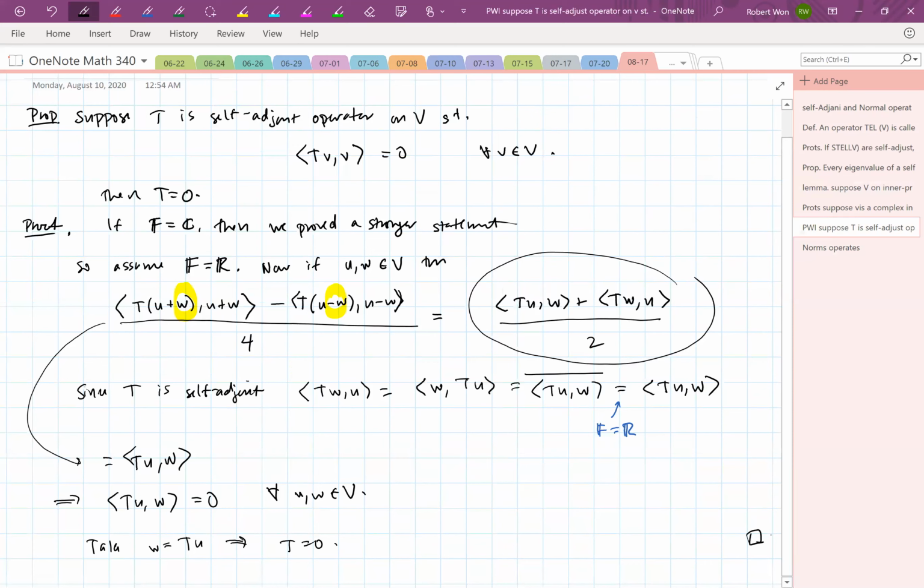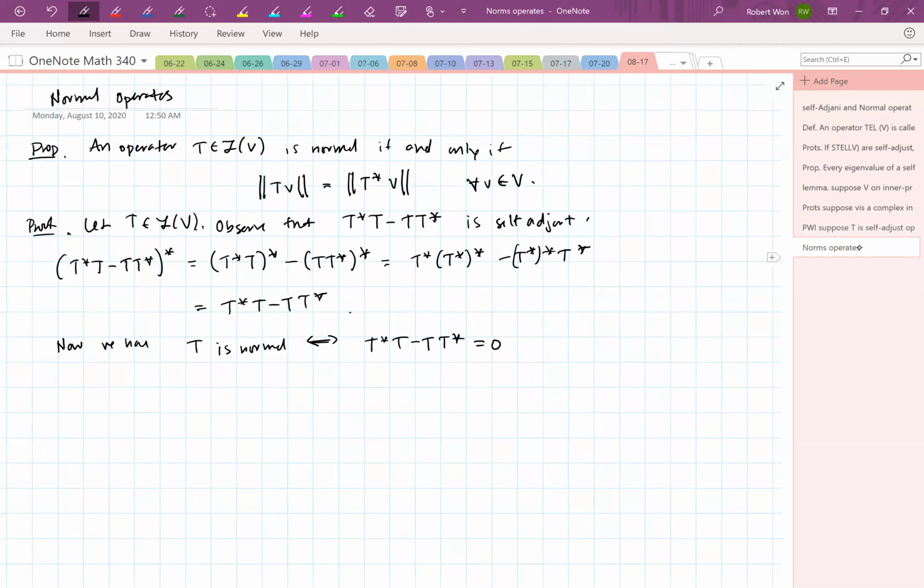Okay, so basically, self-adjoint operators over any vector space can never always map orthogonally. Okay. So now I want to talk about normal operators again, which I started earlier.